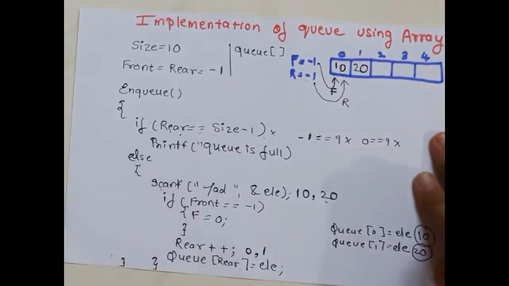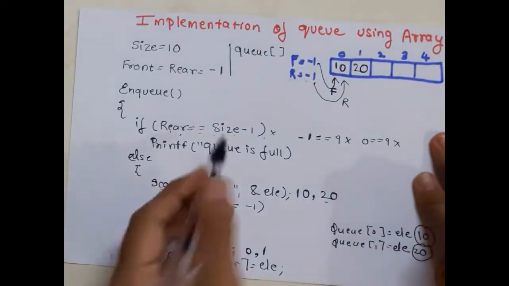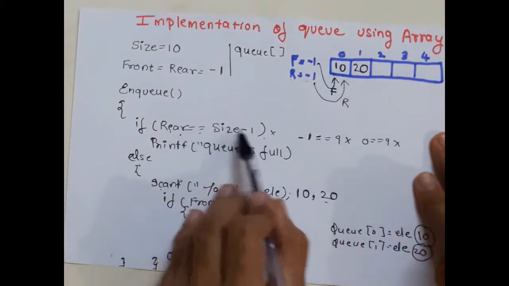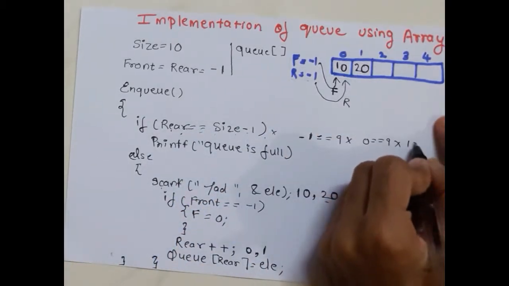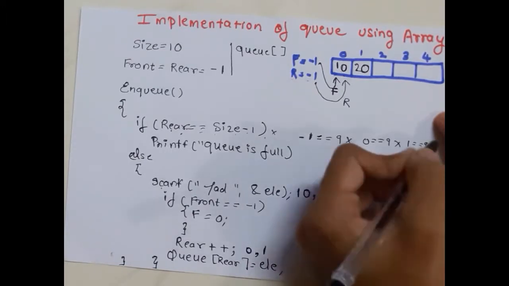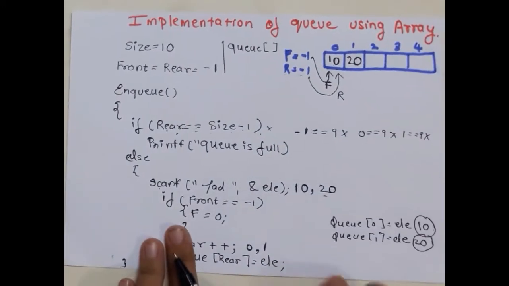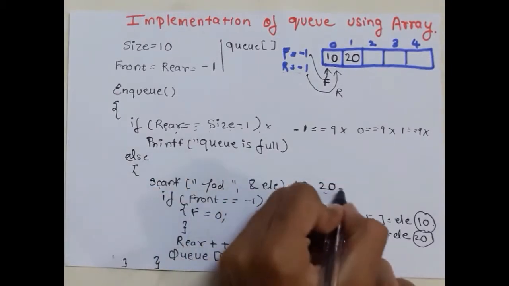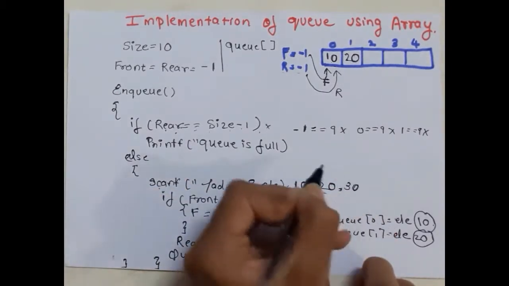Again we'll check for the next element. So now rear is at 1. So 1 equals 9? No. 1 equals 9? No. Condition not satisfied. So else, scan another element, that is 30. Suppose we want to insert 30.